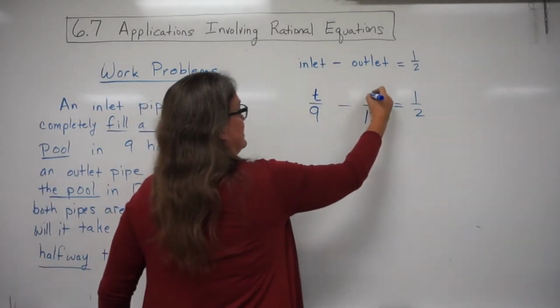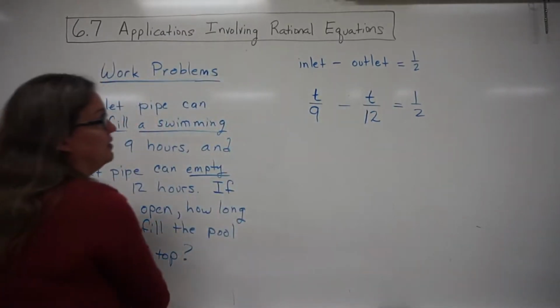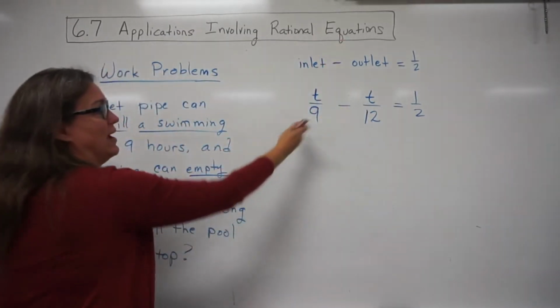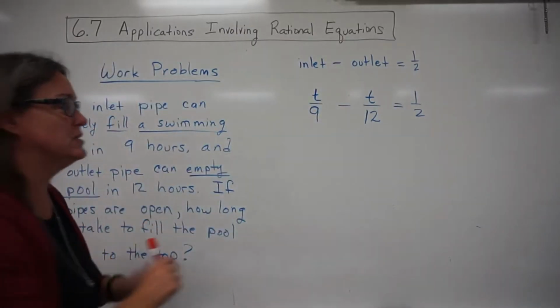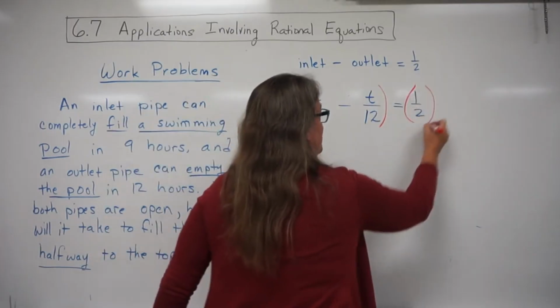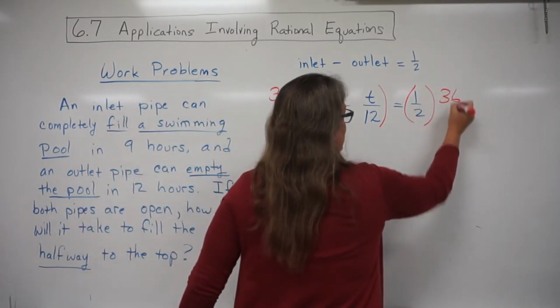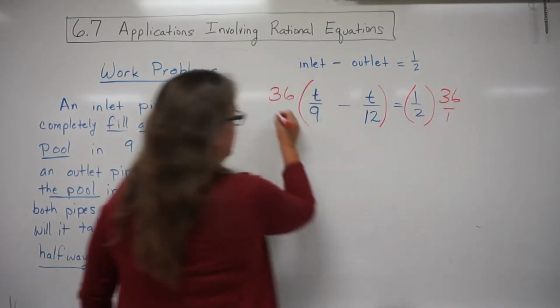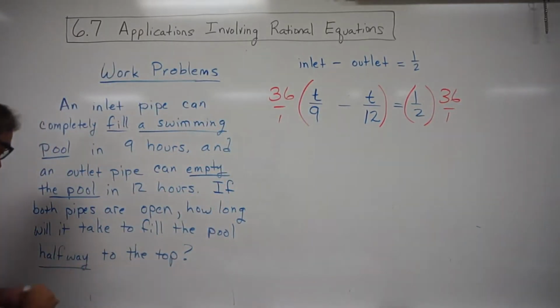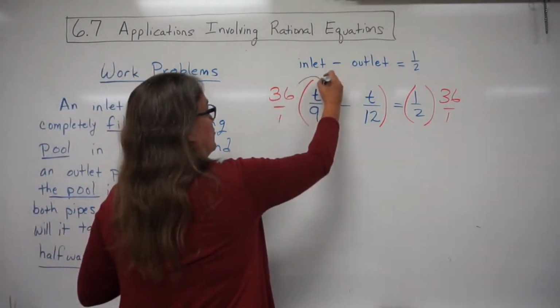So I'm just going to say t for time, and then we go about solving this rational equation. Rational because it involves fractions. We want to cancel out the 9, the 12, and the 2. And an LCD of 36 will do that for us nicely. Put a 1 on the bottom if it helps. Distribute through.